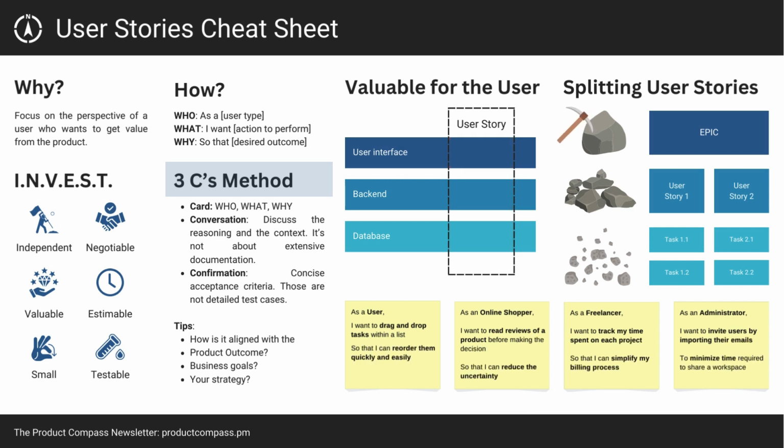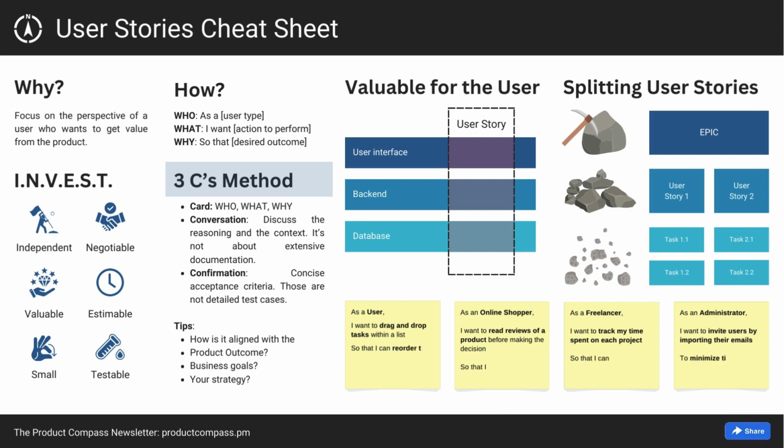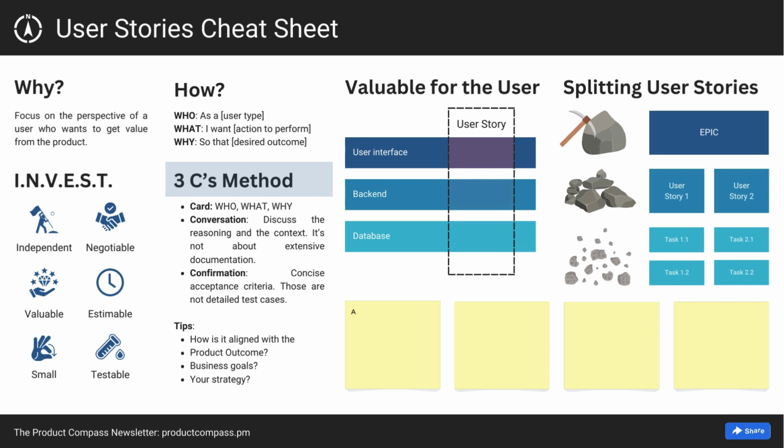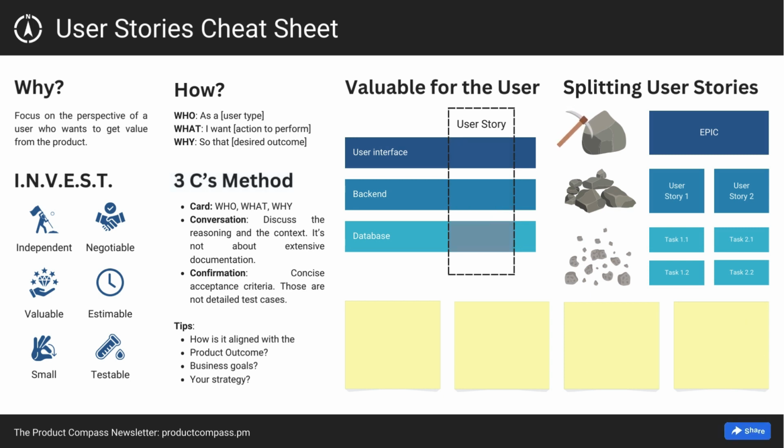Conversation. Rather than creating a detailed specification, discuss the reasoning behind the user story. Everyone needs to understand not just how the user story will benefit the users, but also how it will contribute to the product outcome and how it aligns with your product strategy. Confirmation. Confirmation refers to the acceptance criteria that should be fulfilled to ensure the requirements have been met and delivered correctly. It's a concise checklist, not detailed test cases.